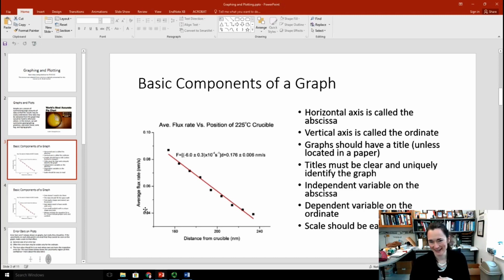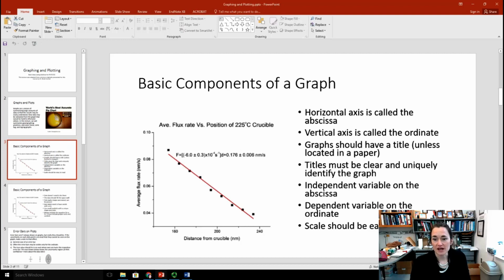So there you go. Now, every graph that you present in a talk or on a poster should have a title. If you're putting a graph inside of a paper, instead of a title, you'll have a figure caption, which will usually appear below the figure. So you'll call it figure number 6, and then you'll say what the figure is in the caption. So if it's a talk, you have a title. If it's in a paper, you have a caption. This is a talk, so here we have a title: average flux rate versus position for the 225 degrees Celsius crucible. There you go, that's the title.